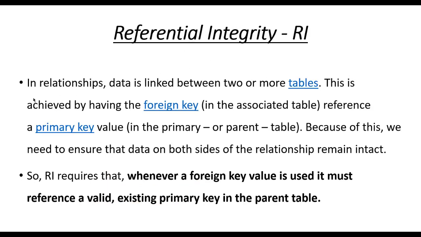Referential integrity. In relationships, data is linked between two or more tables. This is achieved by having a foreign key in the associated table reference a primary key in the primary or parent table. Because of this, we need to ensure that data on both sides of the relationship remain intact. So, referential integrity requires that whenever a foreign key value is used, it must reference a valid existing primary key in the parent table.